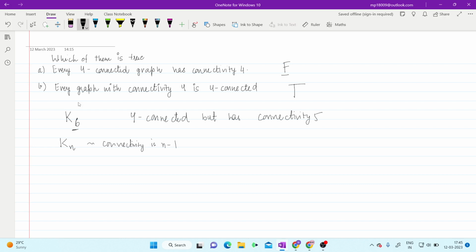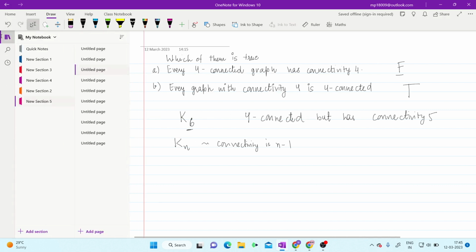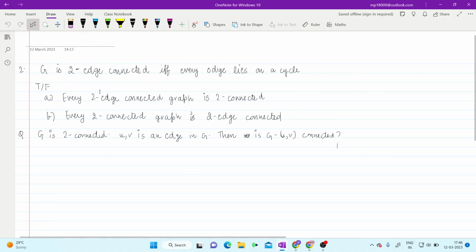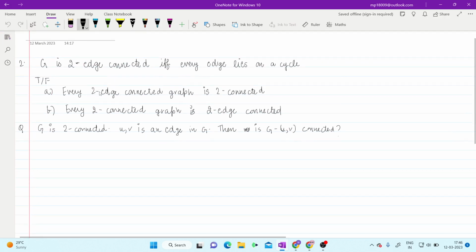So we see that case 6 is 4 connectivity. So the first statement is false and the second is true. Okay, so next question. Now the first thing is, first we have to show that G is 2 edge connected if and only if every edge lies on a cycle. So how do we prove that?